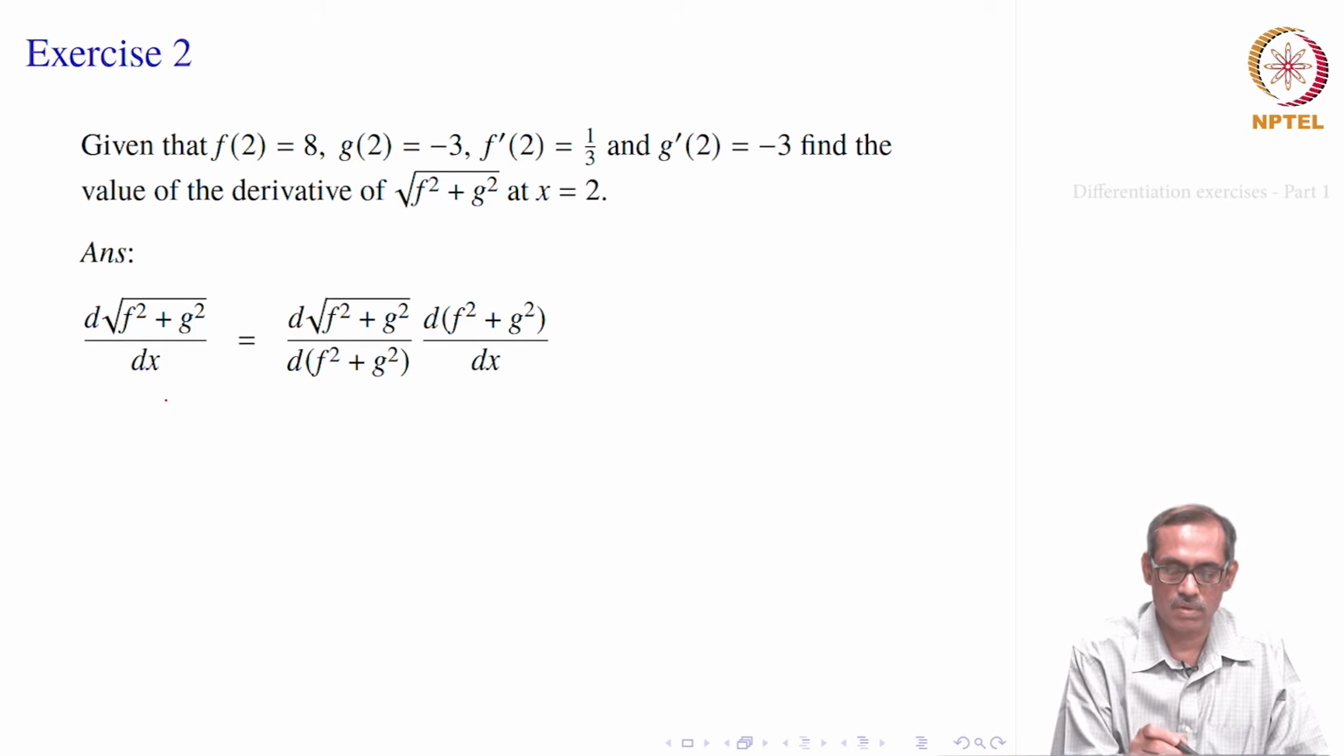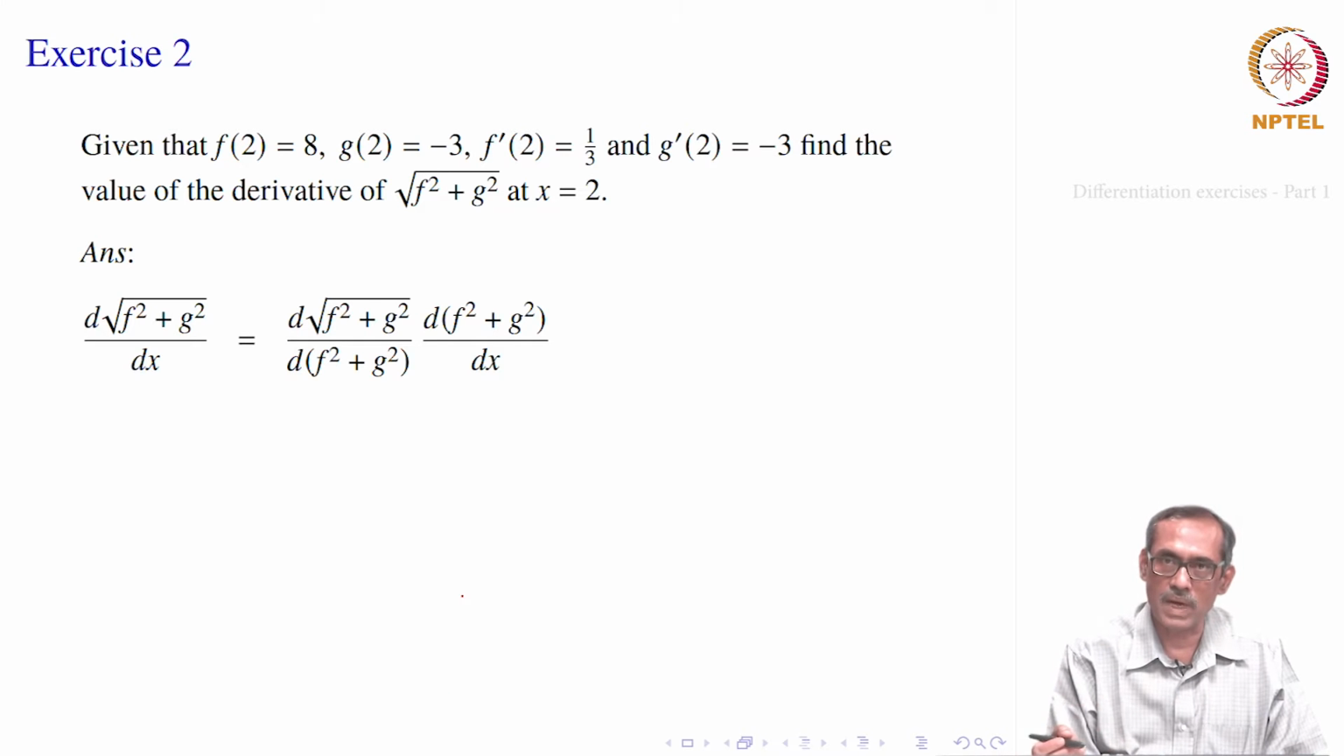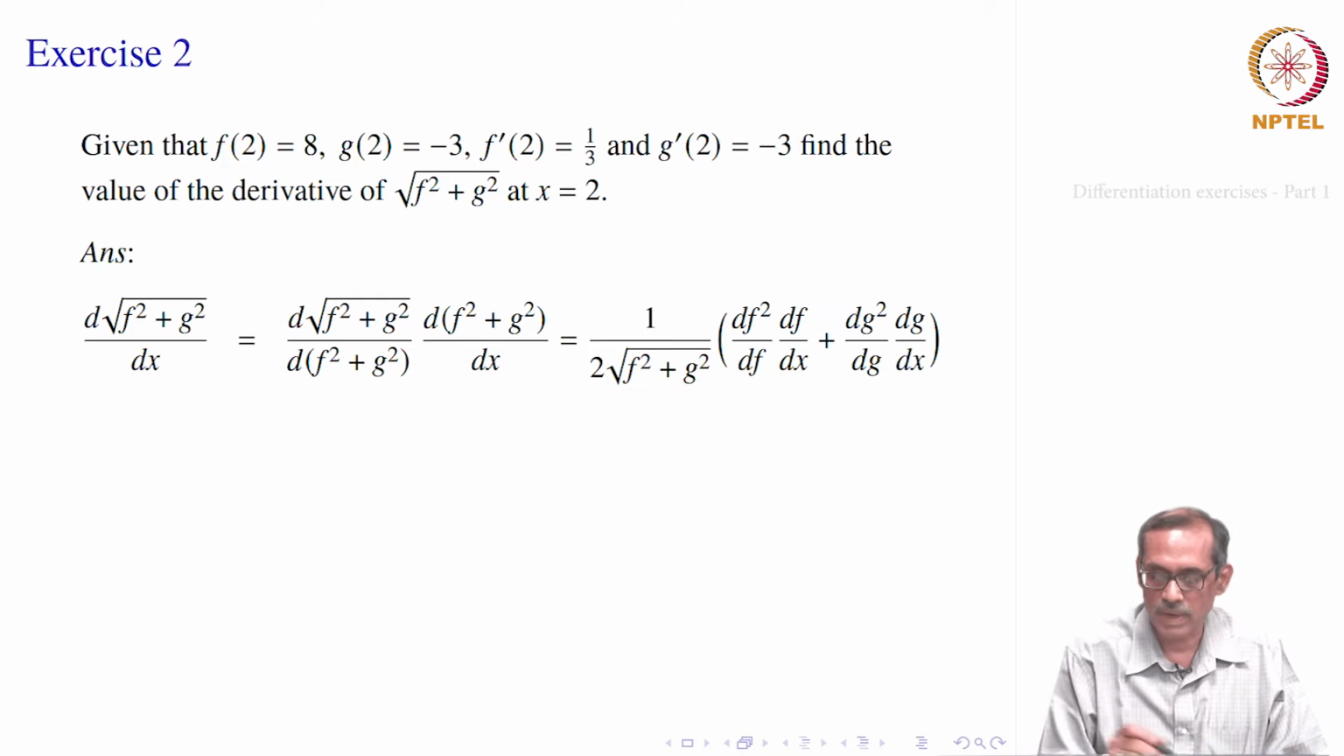We have to use the composition rule. So, it is square root of something. That something, if you take as say z, then it will be d of square root of z divided by dz. So, we go on writing with our experience that d square root of f square plus g square with respect to f square plus g square, and then it will be multiplied by d of f square plus g square with respect to x, and all these things have to be evaluated at 2 only. So, let us find out.